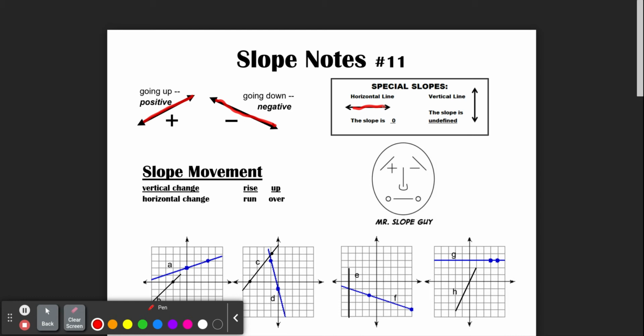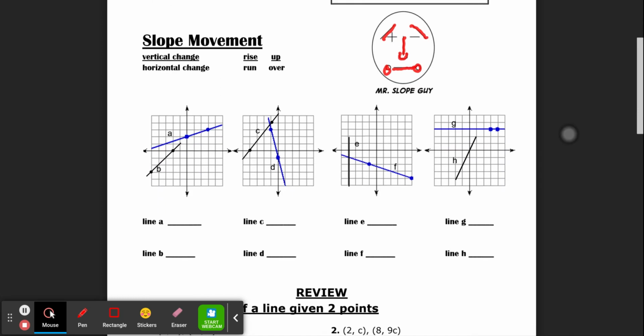You also have this Mr. Slope guy that you can see. There's your positive, there's your negative, there's your vertical line is undefined, and horizontal is 0. So let's go ahead and practice.